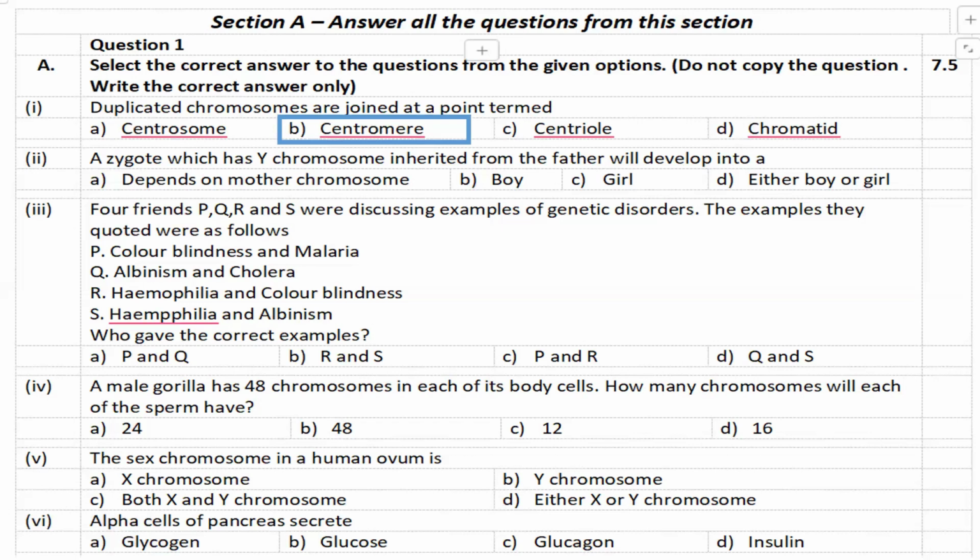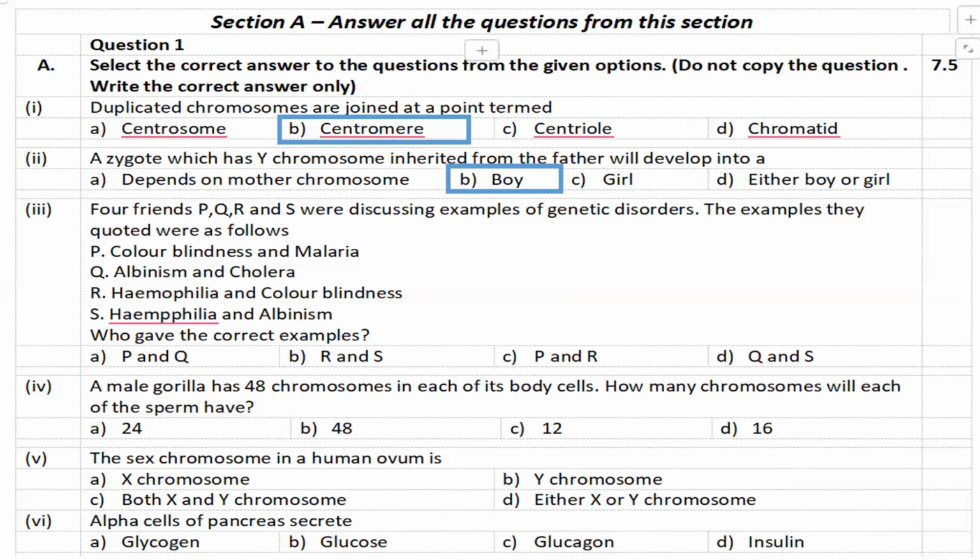A zygote which has Y chromosome inherited from the father will develop into a. The options are, A, it depends on the mother's chromosome. B, is it boy? C, girl? Or D, it can be either boy or girl. So Y chromosome is present only in males. The answer will be boy.